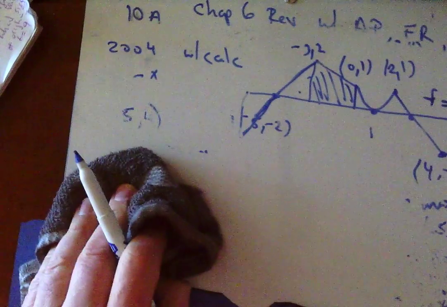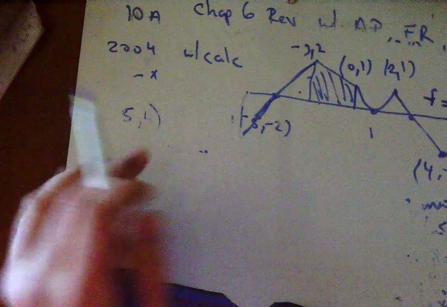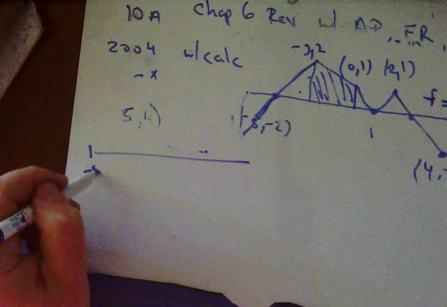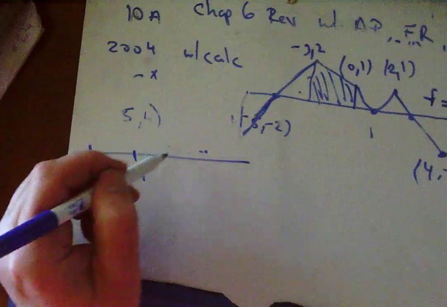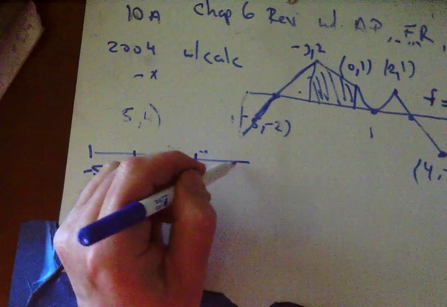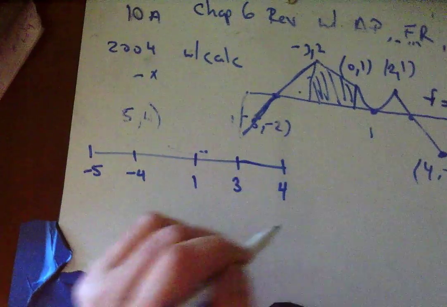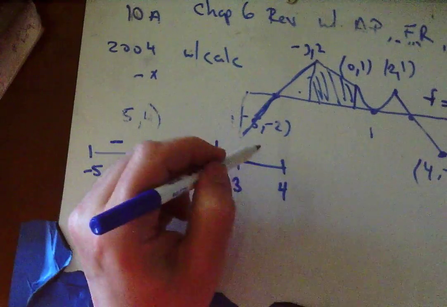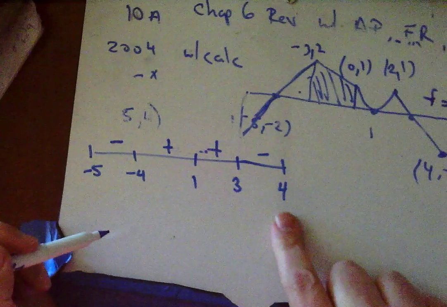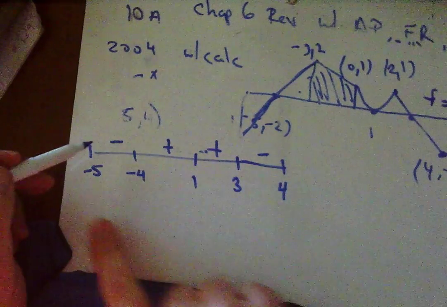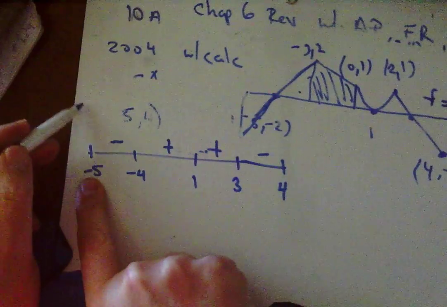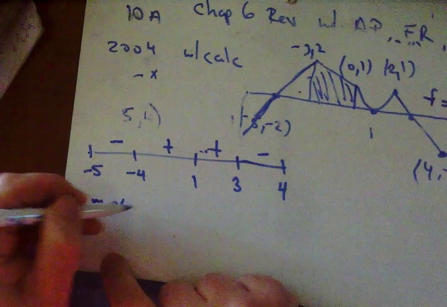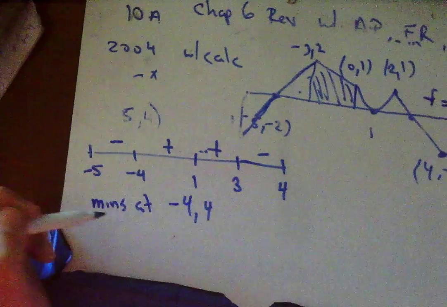Find the absolute minimum. Well, let's have that sign chart again, that g prime sign chart. -5 to -4, 1, 3, and 4. Okay, so we had minus, we had plus, we had plus, we had minus. So I've got a min here at the endpoint. That would have been a max if it were included because my function decreases from there. But I have a min here. So mins at -4 and 4.